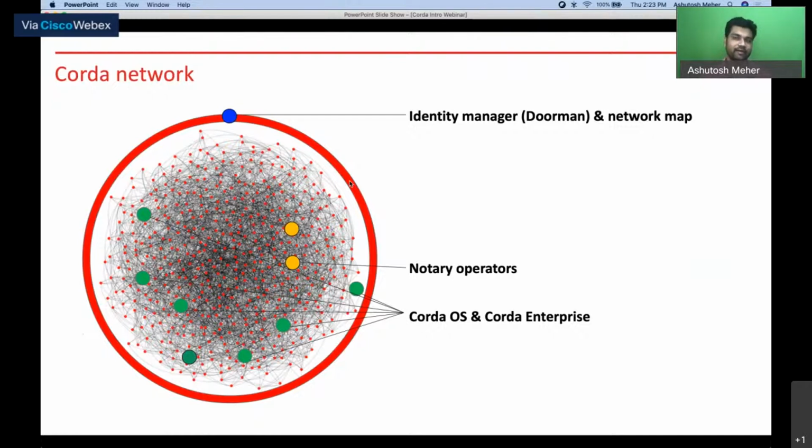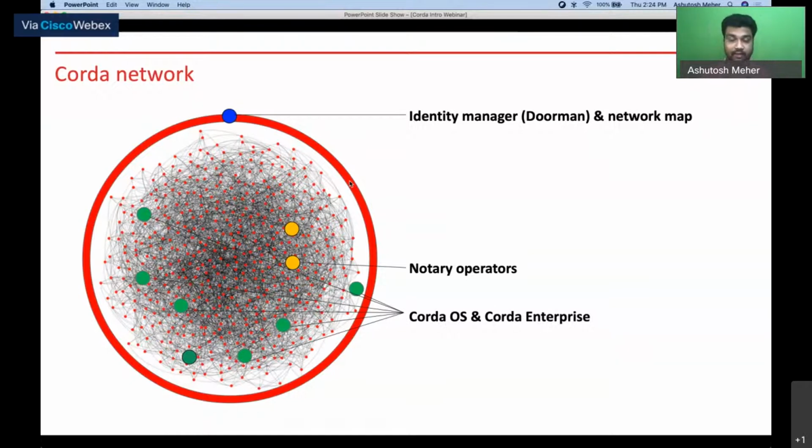It's like a directory where you could check who the different identities available in my network are. So every time a party or a node joins the network, the network map needs to be updated so that others know that this new participant has joined. Now there could be notary operators as well, just like we said, the notary is a component of your network. So your Corda network would consist of certain notaries and then certain other Corda nodes, which could be open source as well as enterprise, right?